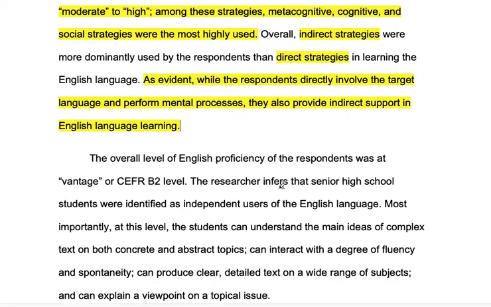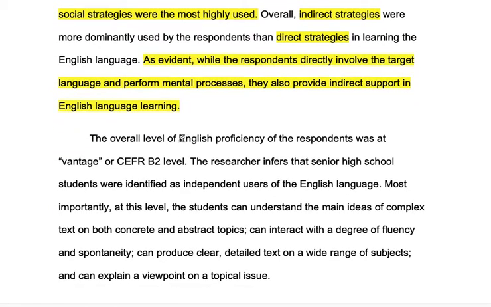Research question number 2, we have another variable, level of English language proficiency. Again, the researcher here mentioned that the respondents are on the Vantage level or B2 level. What is the inference now if they are on the B2 level? Okay, write it here. This is important in writing the conclusions and recommendations, you must have the implications or the reference and further discuss what that means.